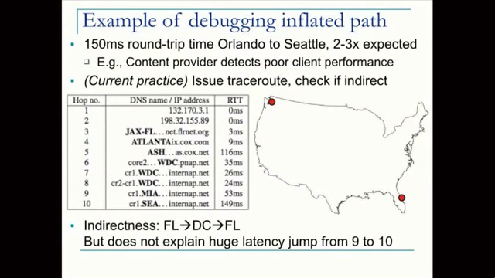So I started out with the problem that Google is having with clients in Taiwan. And I'm going to just walk through an example of how you could use reverse traceroute to troubleshoot those sorts of problems. So in this case, we observed a round-trip latency of 150 milliseconds from a Planet Lab machine in Orlando to a network in Seattle.